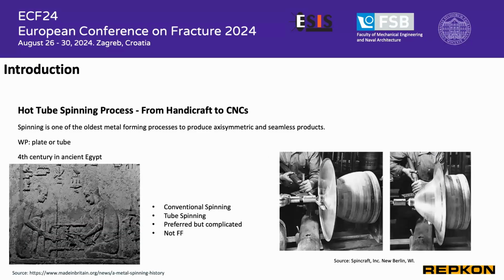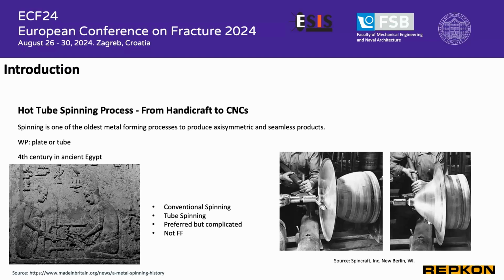Okay. First of all, what is the spinning process? Spinning process is one of the oldest metal forming processes. When I say one of the oldest, people usually visualize these kinds of things, but actually I did a quick research, and I saw it can be traced back to the 4th century in ancient Egypt. You can see the two guys over here trying to do some ancient lathe work.